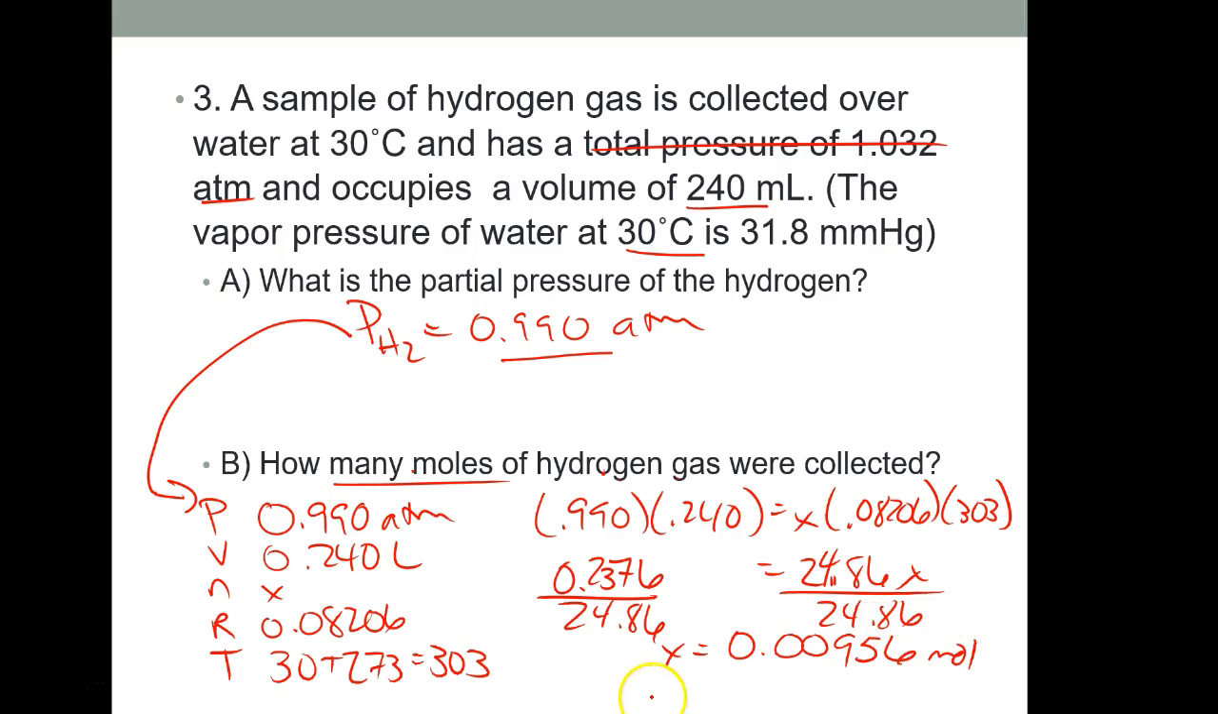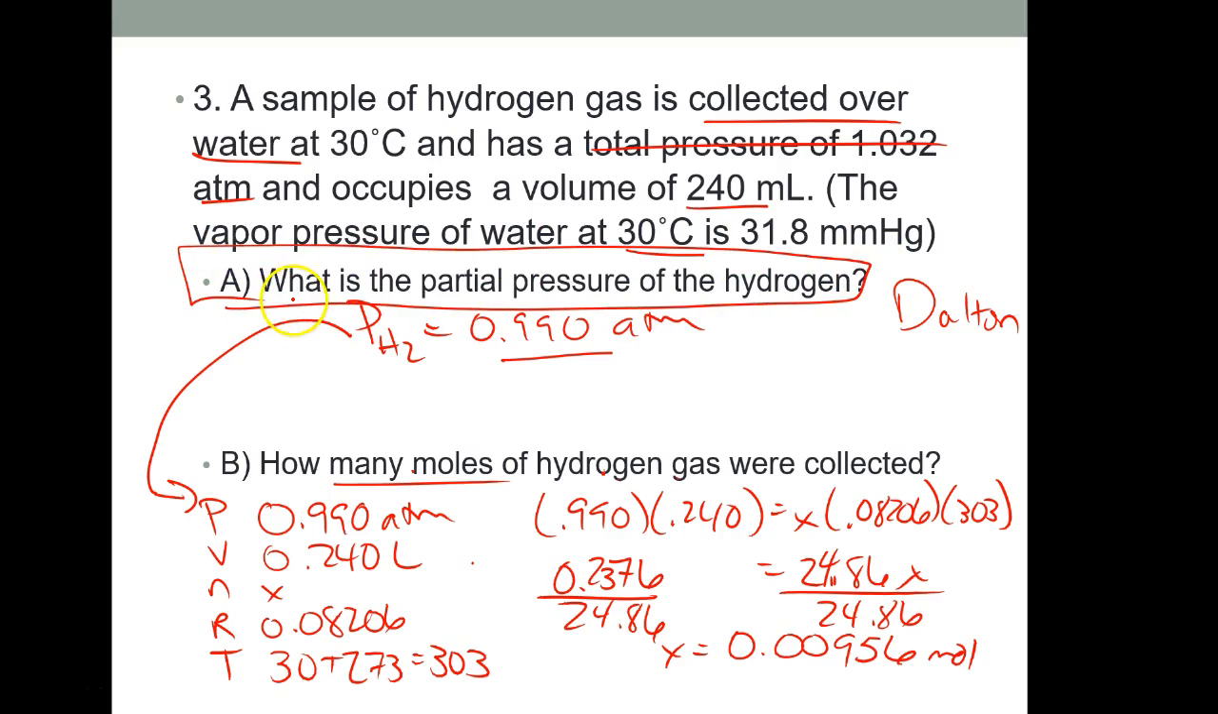So x is 0.00956 moles. So this is kind of a combination problem that combines Dalton's law with the ideal gas law. And you definitely will see stuff like that. But the key words are collected over water, and the very first thing you want to do is find the partial pressure of whatever the gas is all by itself.